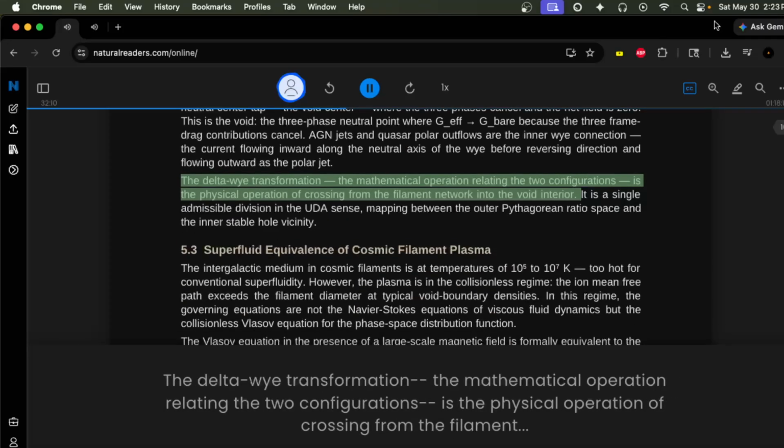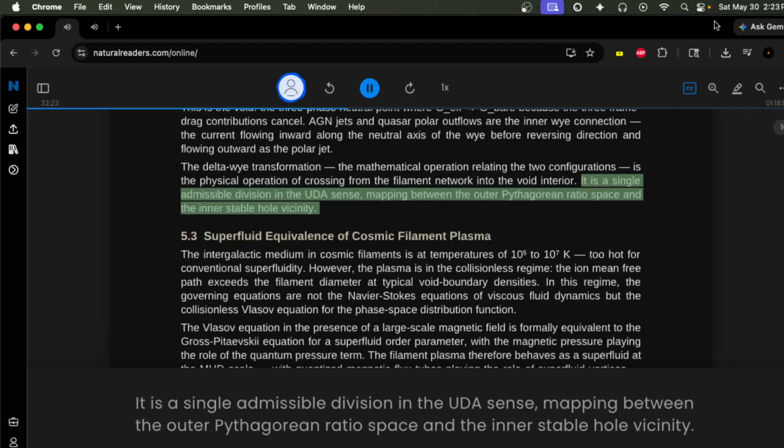The delta-wye transformation, the mathematical operation relating the two configurations, is the physical operation of crossing from the filament network into the void interior. It is a single admissible division in the UDA sense, mapping between the outer Pythagorean ratio space and the inner stable hole vicinity.